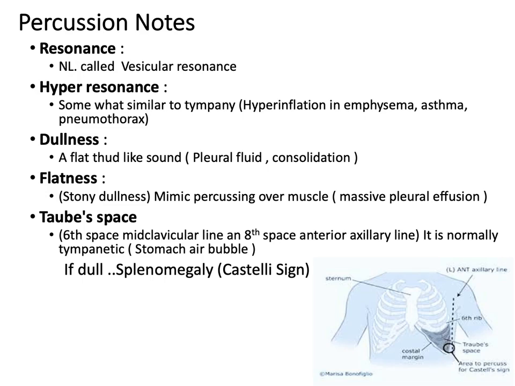where in Traube's space, the sixth space midclavicular line and eighth space anterior axillary line, it's normally tympanic. It's due to the stomach air bubble. If this area is dull, it might be due to splenomegaly, that is the Castell sign.